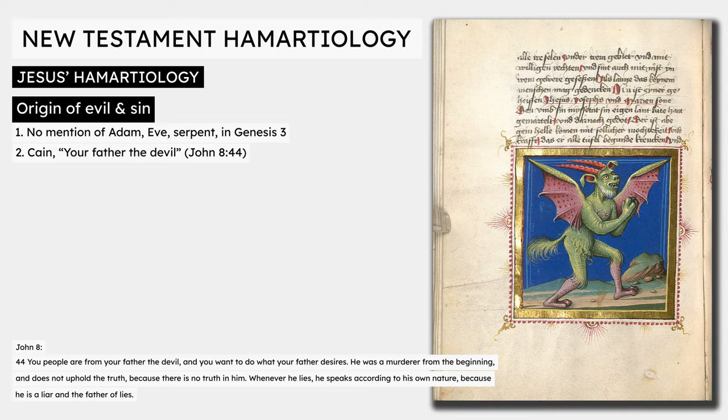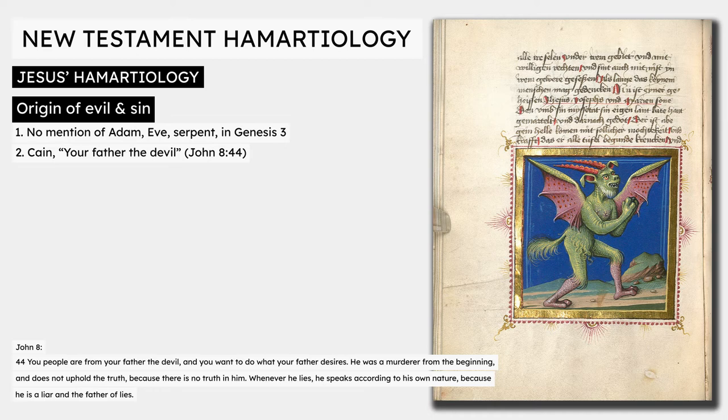Firstly, it doesn't reference any of the events in Genesis 3. In particular, it doesn't identify the devil with the serpent which tempted Eve. Secondly, it doesn't describe this devil as tempting anyone. Thirdly, it describes the devil as a murderer. This is significant because the serpent who tempted Eve in Genesis 3 didn't murder anyone. And the first murder which is recorded in the book of Genesis doesn't appear until chapter 4, when Cain, one of Adam and Eve's sons, murders his brother Abel.